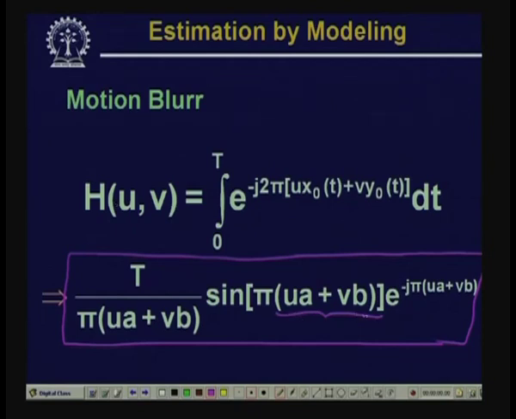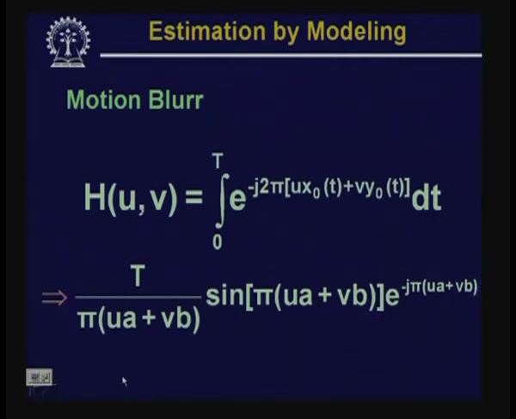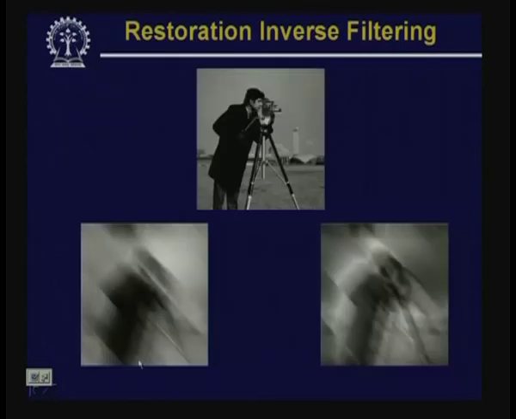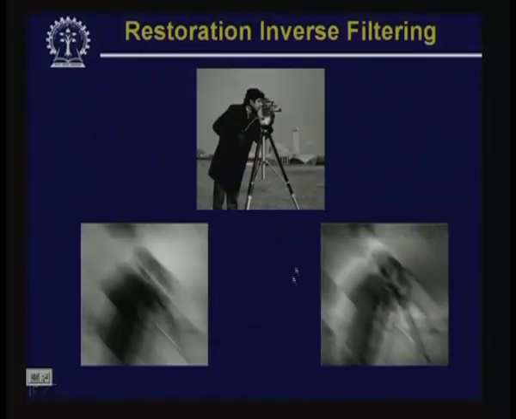And for nearly integer values of this ua plus vb term, H(u,v) is going to be very, very low. So, about direct inverse filtering, when we divide G(u,v) by H(u,v) to get the Fourier transformation of the reconstructed image, wherever H(u,v) is very low, near about 0, the corresponding F(u,v) term will be abnormally high. And when you take the inverse Fourier transform of this, that very, very high value is reflected in the reconstructed image, and that is what gives a reconstructed image as shown in this form.